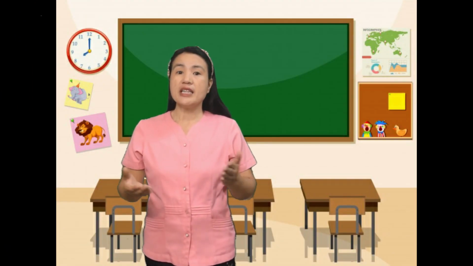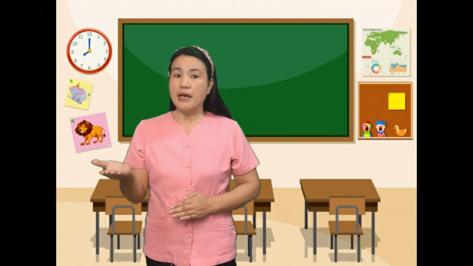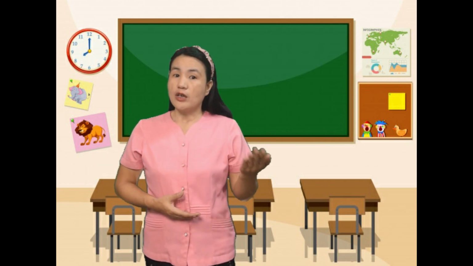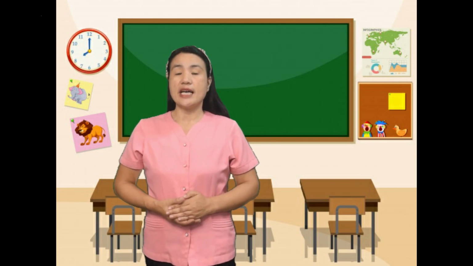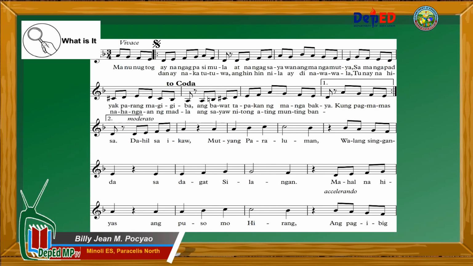What are the different tempo marks you've seen in the song? Can you locate them in the song? Let's go back to the song and study them one by one. Take a look at this part of the musical score of the song. What are the tempo marks that you can see?